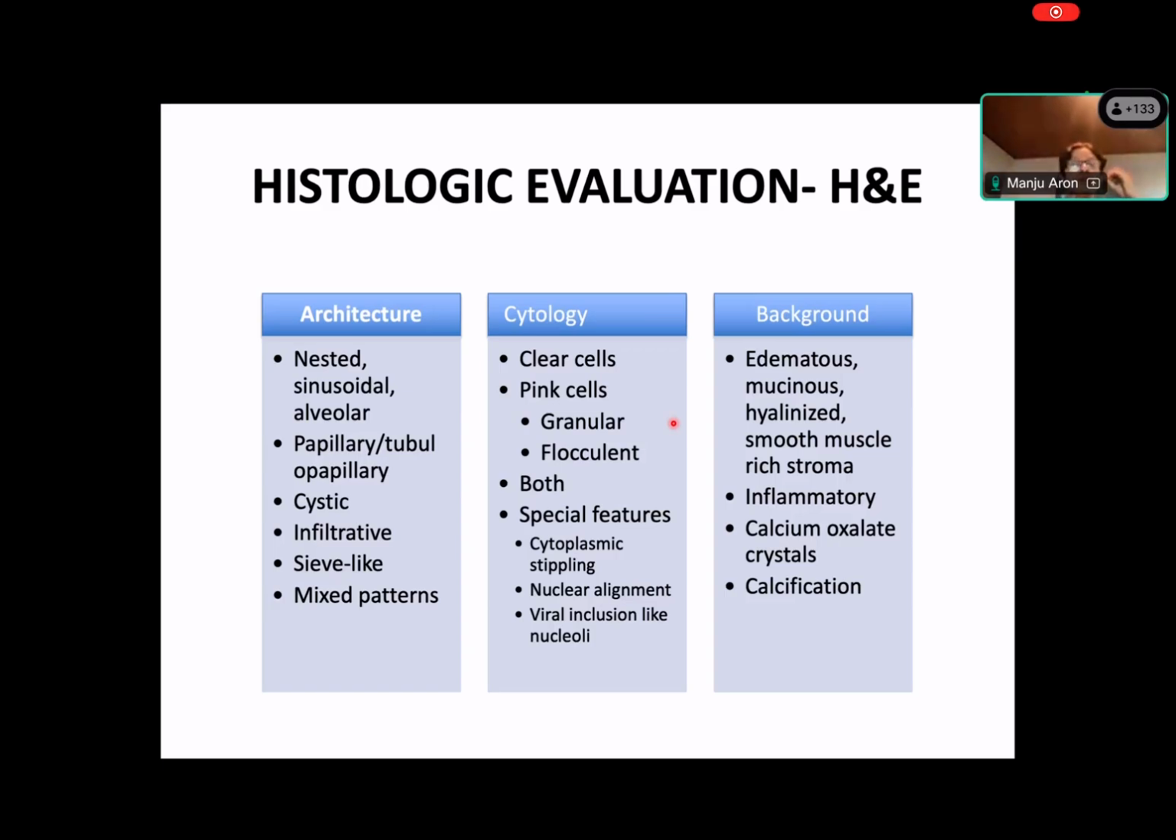Does it have well-defined cytoplasmic membranes? And then there are certain special features that are associated with certain tumors. Is there cytoplasmic stippling? What is the association of the nuclei with respect to the basement membrane? What is the nuclear alignment of the tumor cells? Presence of viral inclusion-like nuclei? These are all special characteristics that we know are associated with certain tumors. So you want to look at these features.